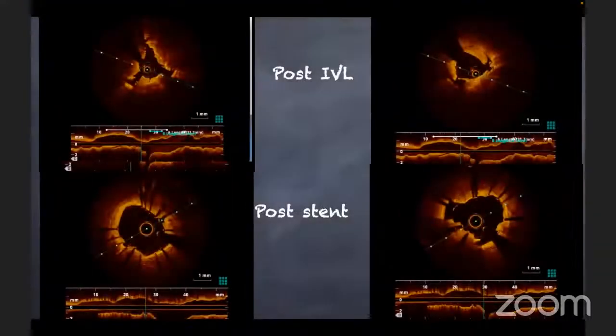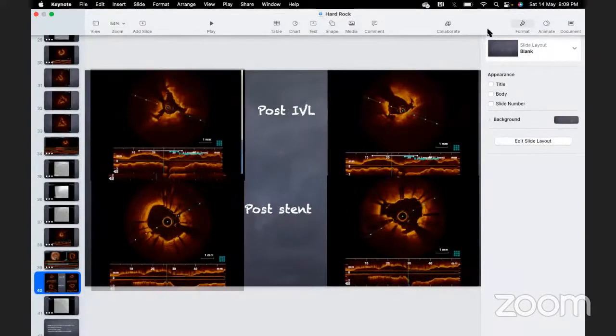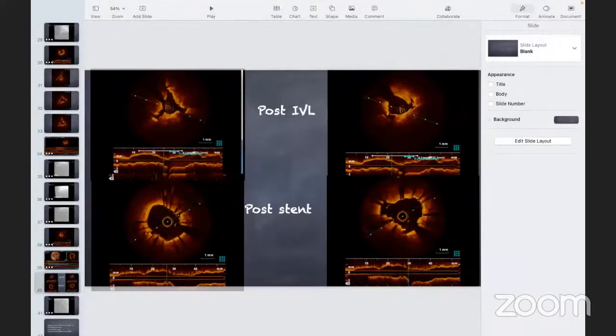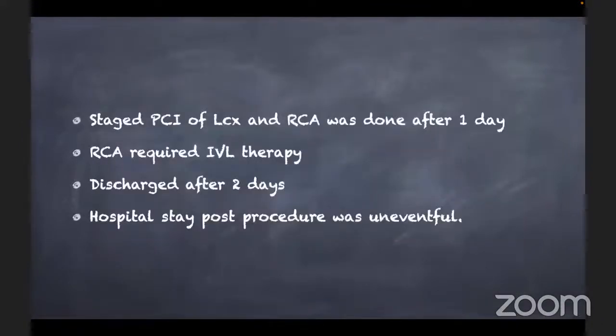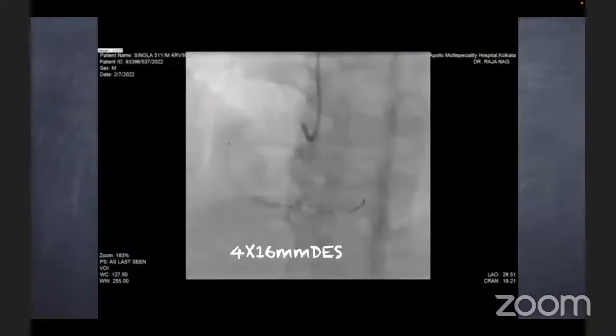Okay, sir. So these are the beautiful post IVL and the post stent images. So we took the final shot, and the patient was stable, and we kept him in the ICU. And after 1 day, we decided to do the PCI of his LCX and RCA. The RCA again required IVL therapy because there was also significant calcium in that by the OCT images. And he was discharged after 2 days. Hospital stay was uneventful, and he is doing well on follow-up also.